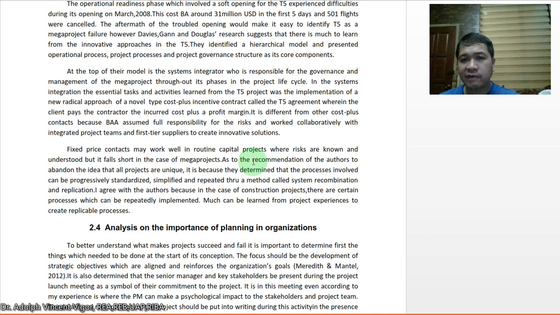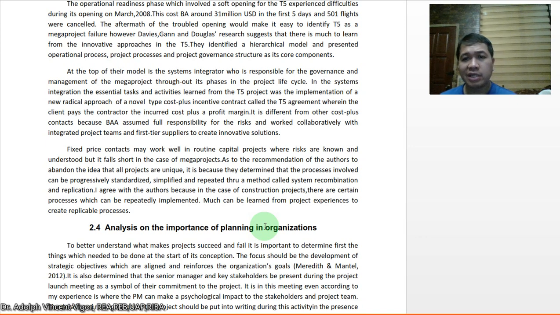So it is different from other cost plus contracts because BAA assume full responsibility for the risk and work collaboratively with integrated project teams and first-tier suppliers to create innovative solutions. So fixed price contracts may work well in routine capital projects where risks are known and understood, but it falls short in the case of mega projects.